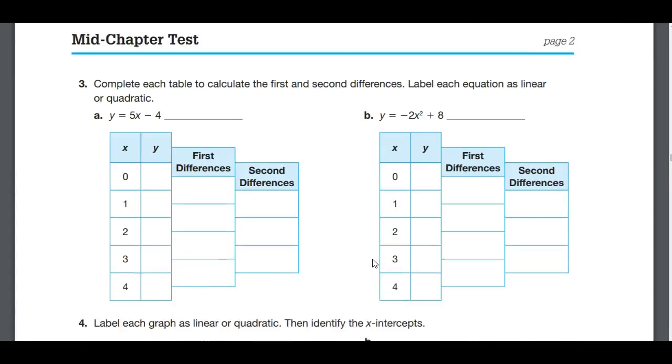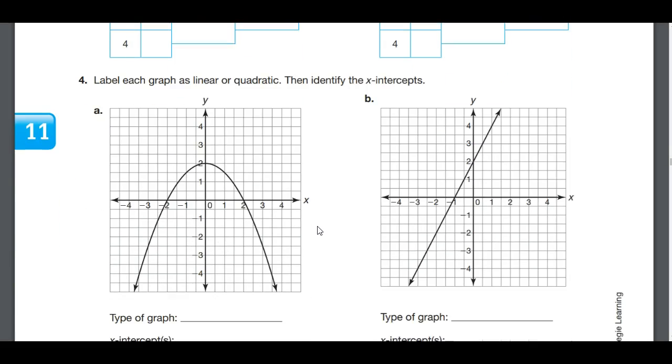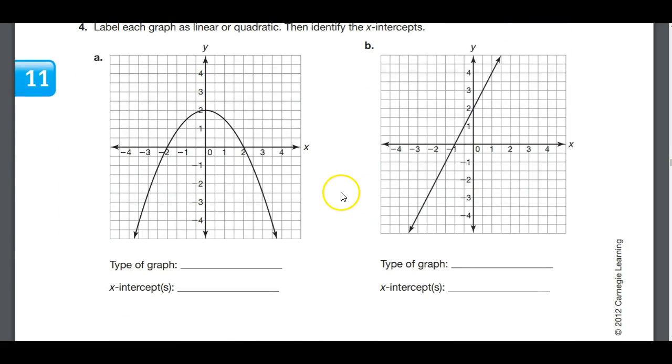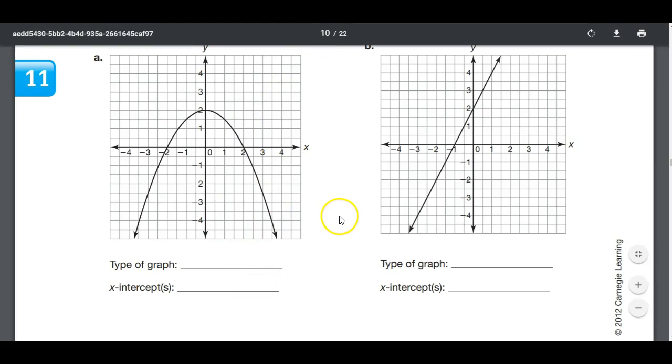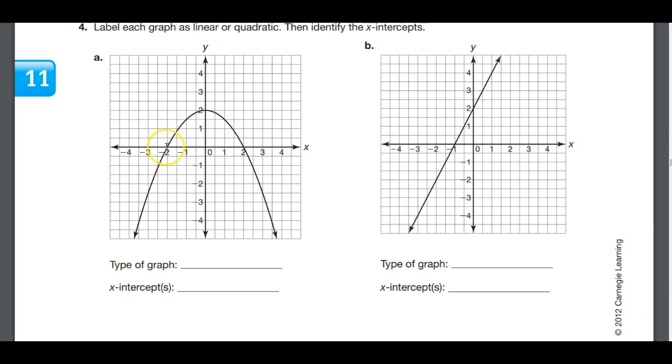Okay, here we go. We have done this already, first and second differences, in the previous video, so I'm not going to do it again. Now they want to know what type of graph this is, linear or quadratic. This is pretty simple. This one is obviously a quadratic because we have a parabola, right? So type of graph is going to be quadratic. Then it says identify the x-intercepts. So the x-intercepts, here's one at -2 and there's one at +2. So my x-intercepts are -2 and +2.